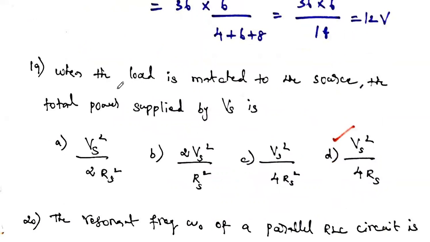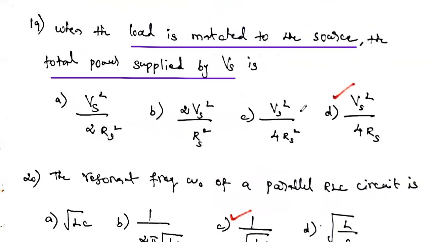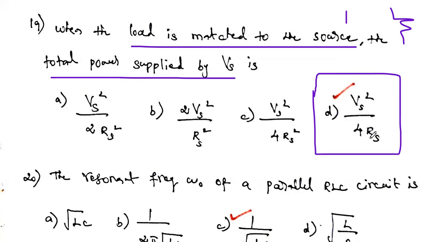Then the next question: when a load is matched to the source, the total power supplied by the voltage source Vs is dash. That is the maximum power transfer theorem we studied. With the load resistor RL and the source, the total power supplied to the load by the source under the condition of maximum power transfer is Vs squared divided by 4 into Rs.